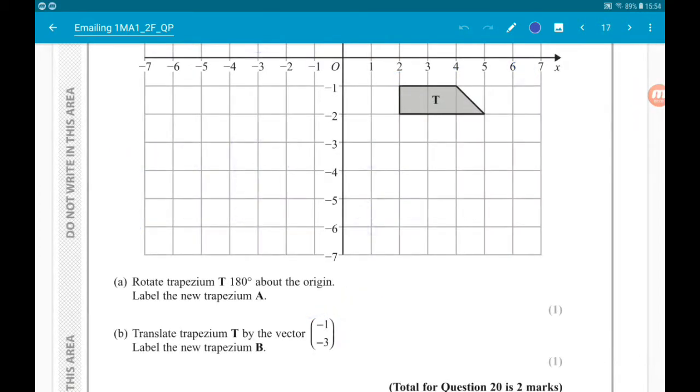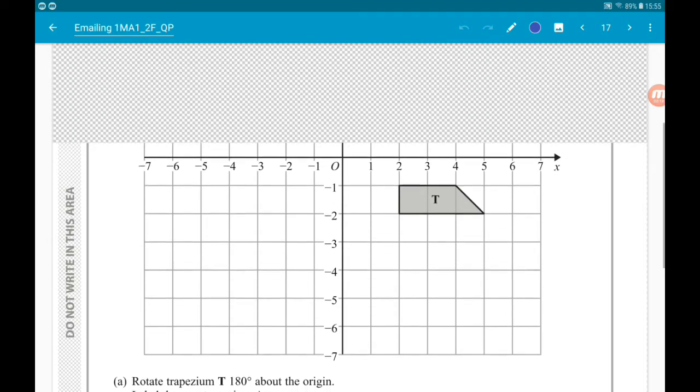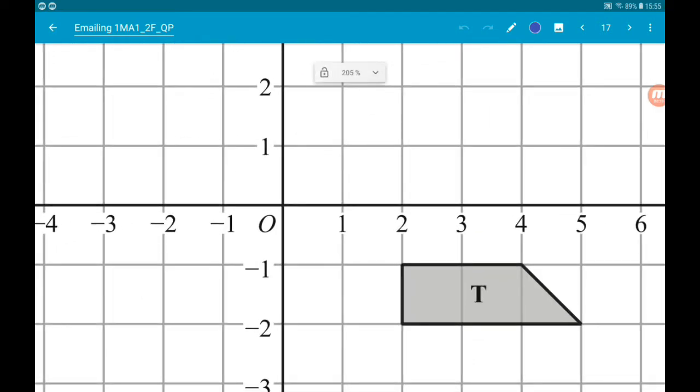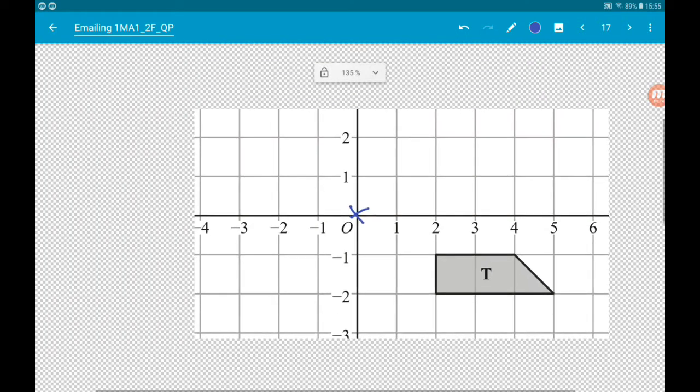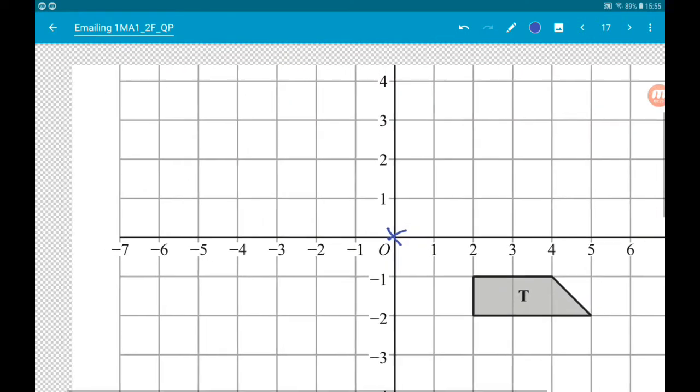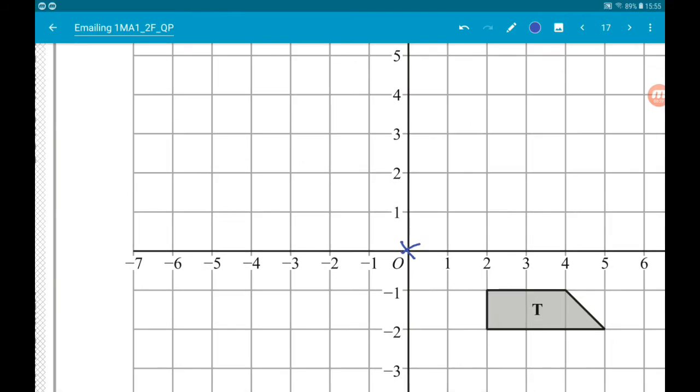Okay, number 20, we have some transformation fun. So part A wants us to rotate trapezium T 180 degrees about the origin and call it A. So the origin is this point. Now if we rotate the trapezium 180 degrees, it's going to end up in this part of the graph.